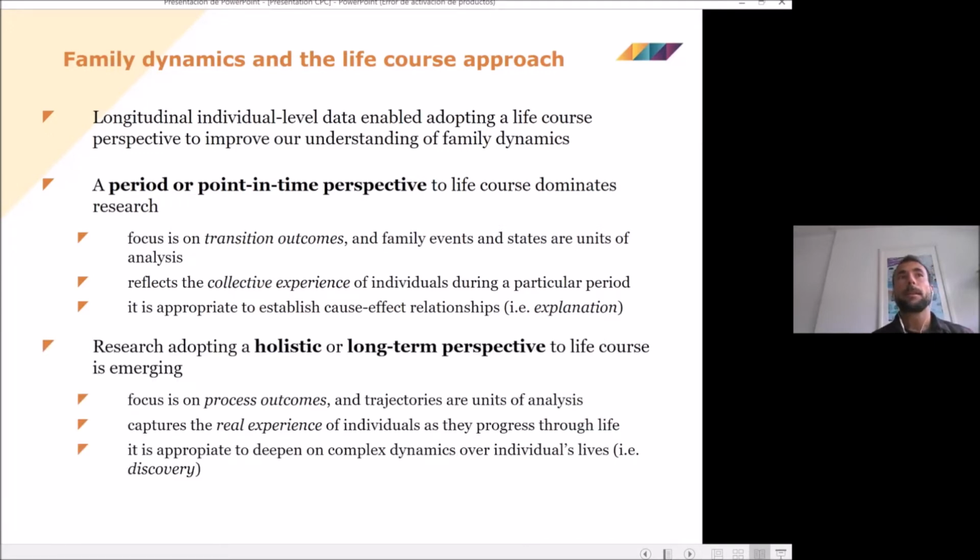But more recently, research has been adopting a holistic or long-time perspective to life course, where the focus here is on process outcomes, or entire life trajectories. And these enable us capturing the real experience of individuals as they progress through life, so that we can better understand some of these complex relationships across dynamics over individuals' lives.